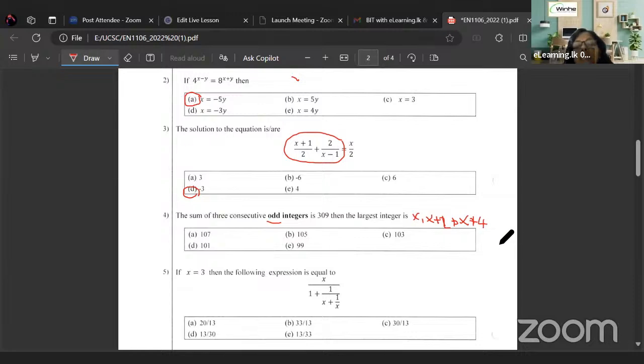Third odd integer is x plus 4. Right? Now if you add these 3 together, you will get 3x plus 6 equal 309. Then 3x equal 303. X is equal 101.